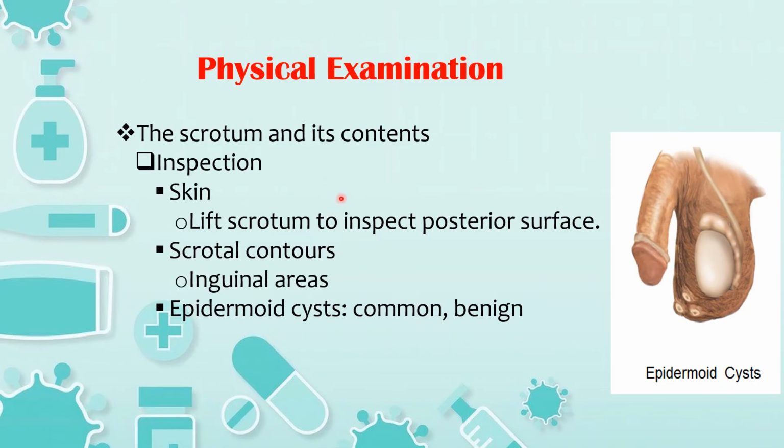Now moving on to the scrotum and its contents. Again, you can inspect the skin. You can lift the scrotum to inspect the posterior surface. You inspect for scrotal contours at the inguinal areas. Check for any epidermoid cyst, which is usually common and benign.